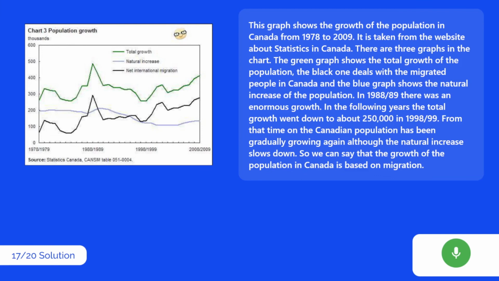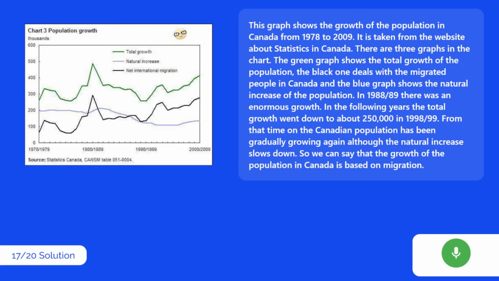This graph shows the growth of the population in Canada from 1978 to 2009. It is taken from the website About Statistics in Canada. There are 3 graphs in the chart. The green graph shows the total growth of the population, the black one deals with the migrated people in Canada, and the blue graph shows the natural increase of the population.